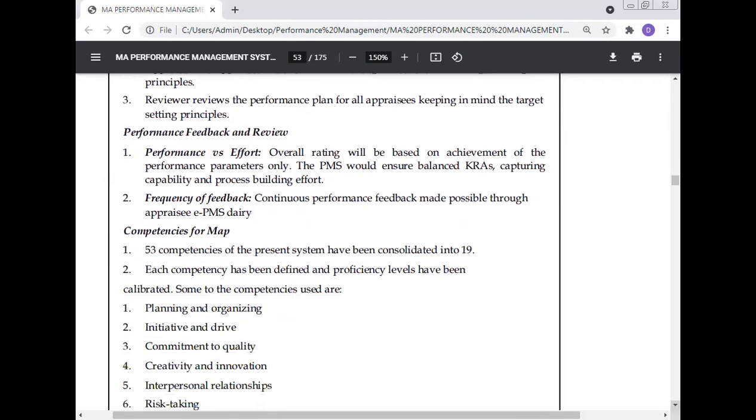Performance feedback and review. Performance versus effort: overall rating will be based on the achievement of the performance parameters only. The performance management system would ensure balanced KRA, capturing capability and process building effort. Frequency of feedback: continuous performance feedback is made possible through the e-performance management system, DAIRY.